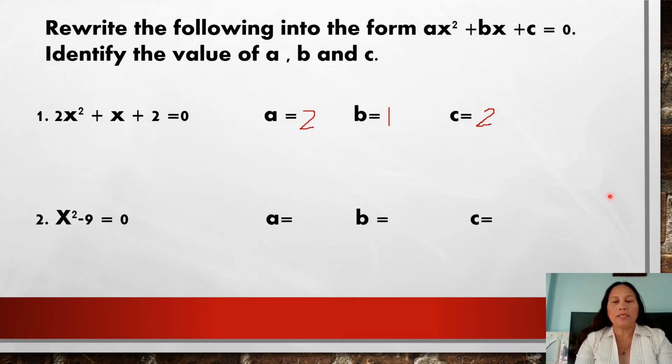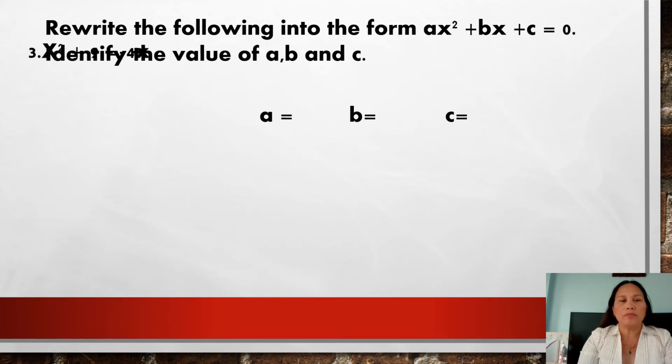Let's have a second example here. x squared minus 9 is equal to 0. So napansin nyo sa pangalawang example natin, nawawala yung middle term. Ibig sabihin nito, ang bx natin, ang b ay 0. So, makukuha na natin ngayon yung value ng a. a is 1, b is 0, and c is negative 9. That's it.